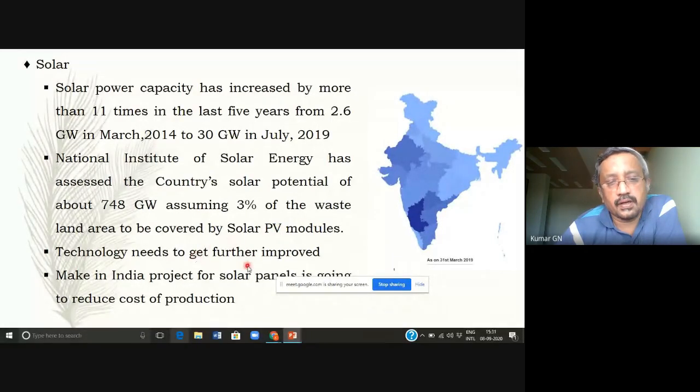Technology needs to get further improved. As I said, there is a scope for improvement if you take any technology. A lot of research is happening towards the PV modules, including integration of PV modules to the main grid. Like this, a lot of work is going on related to this. So already I pointed out the Make in India concept. We can develop the solar panels in India. We can reduce the initial cost of the system.